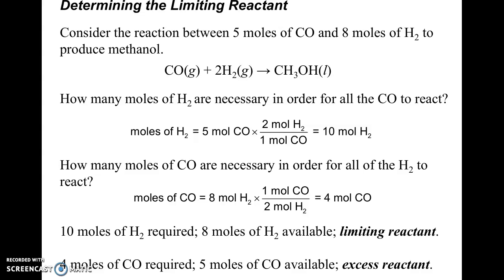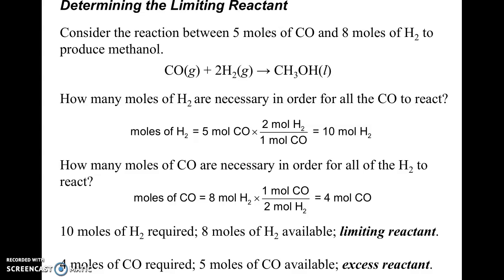So first I ask the question, how many moles of hydrogen are necessary to react with all this CO? We have 5 moles of CO. So we use that stoichiometric ratio of H2 to CO. We want the CO to cancel out, and we want an answer in terms of hydrogen. So it takes 10 moles of hydrogen to react with 5 moles of CO.